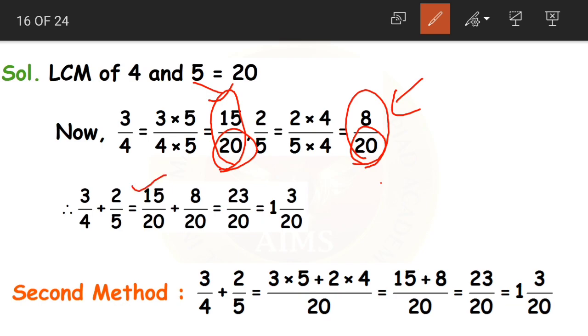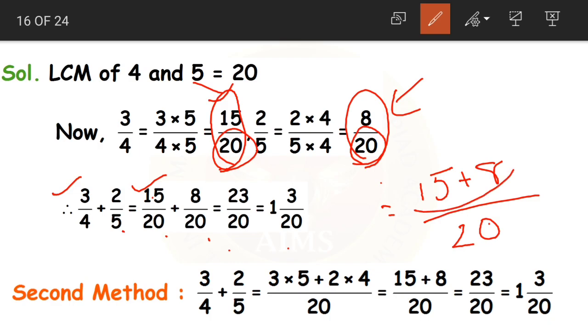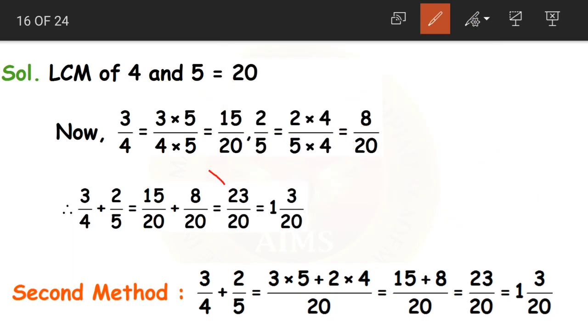Now as we have converted 3 by 4 and 2 by 5 into like fractions, it is easy for us to add. How do we add the like fractions? We first add the numerators, right? 15 plus 8 divided by the denominator, which is 20. Now 15 plus 8 becomes 23 and we have the denominator 20. This will be our answer. Addition of 3 by 4 and 2 by 5 is equal to 23 by 20.